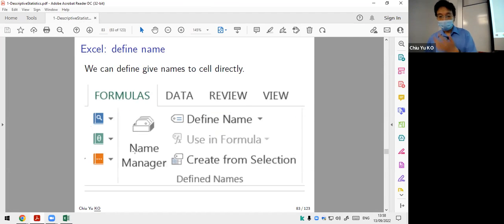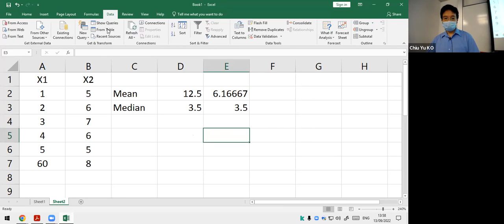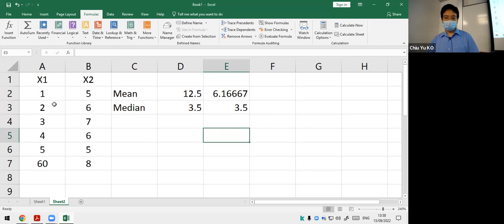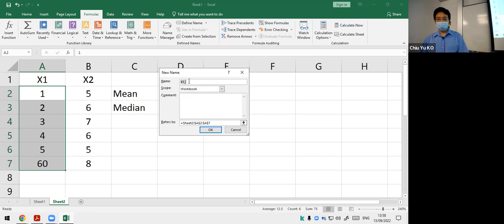Okay. And the other one I want to mention is define names, which is also very useful. Let's see why it's useful. Define names is very similar to giving names to the data. So here I have this data. I want to call it X1. So highlight them all, go to the formula, go to define name. Here they put X1 underscore. That's fine. Just call it X1 underscore.